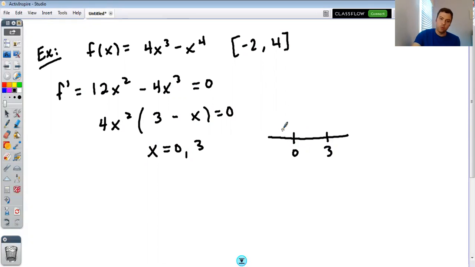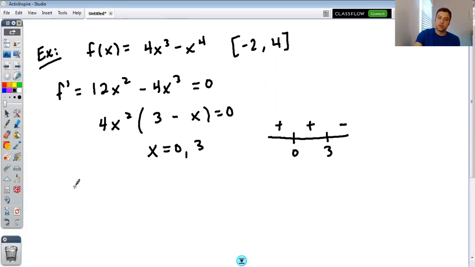Pick a point. If we go with -1 over here and I plug this into my derivative, this would be a positive times a positive, so it's positive. I pick 1 right here. Positive times a positive stays positive. Then if I pick a number over here, 4, let's say, positive times a negative is negative.